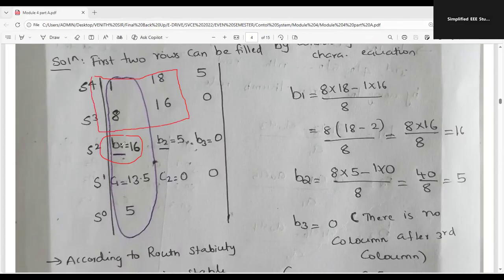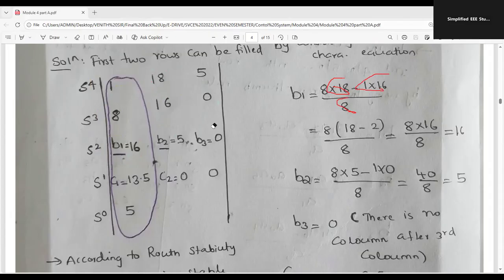So first to find B1, you multiply 8 into 18. 8 into 18. It is done, right? Then 1 into 16. So I have written 1 into 16 divided by this element, that is 8. Simple formula. So that I will be able to get the value of the unknown element, that is 16. So the first part is done. I hope you understood.